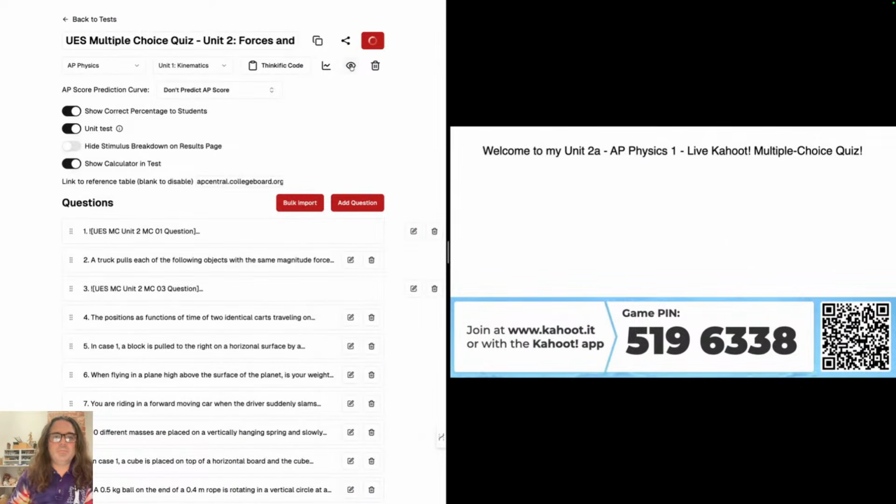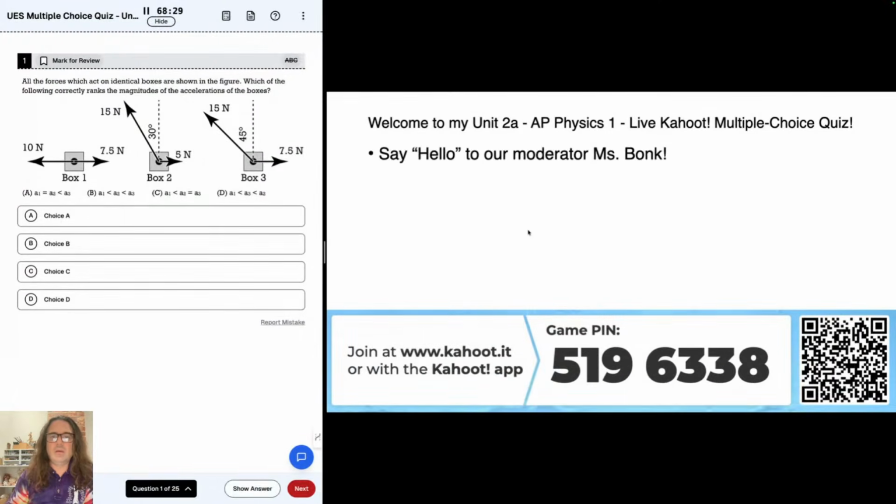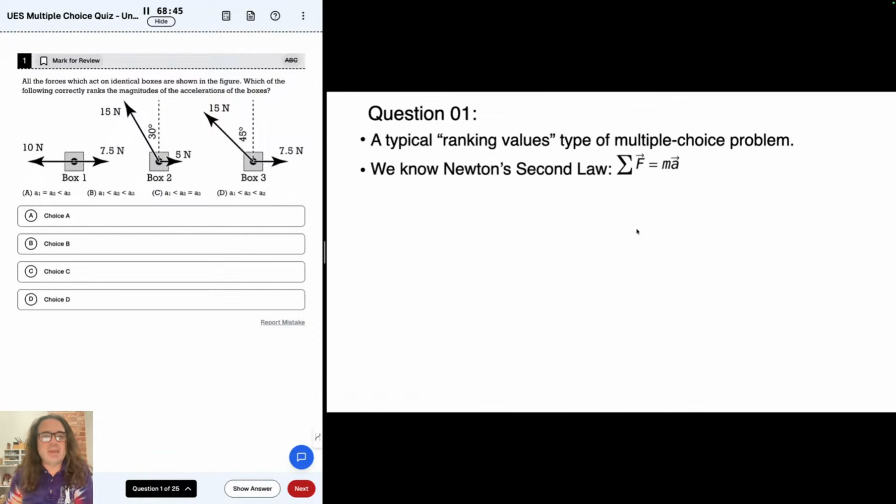Okay. So we have our first question here. This question is a typical ranking values type of multiple choice problem where you're comparing the magnitudes of the accelerations. You're going to see this ranking values type of multiple choice problem probably a couple times on the AP exam.